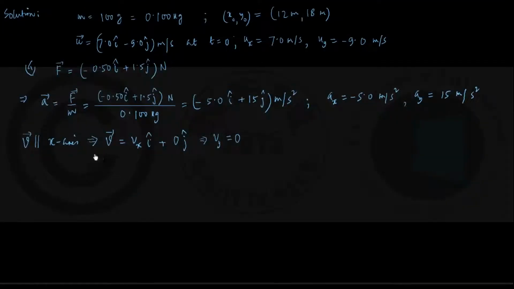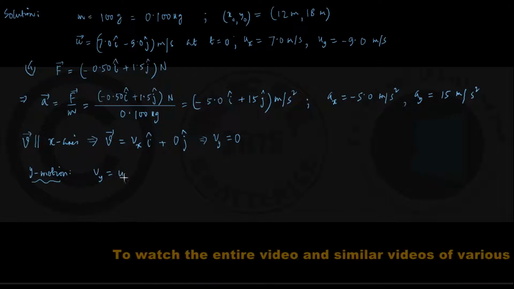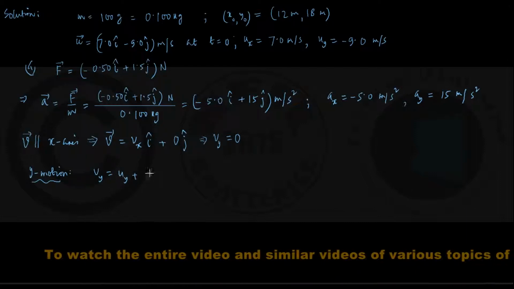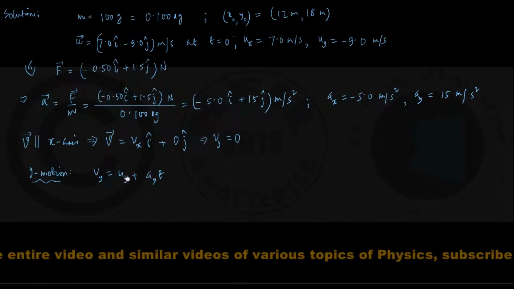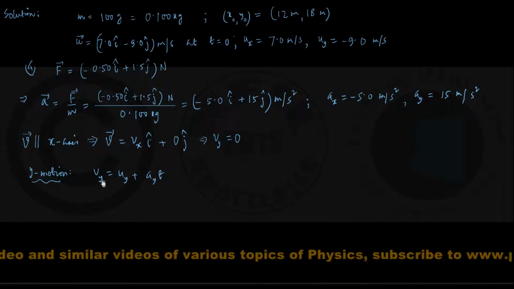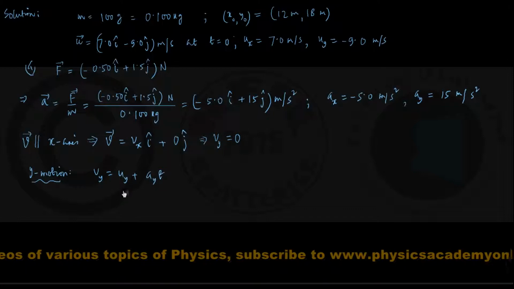So let me consider the y motion of the particle now, and for the y motion we write down the corresponding kinematic equation. In component form we have Vy is equal to Uy plus Ay into t, isn't it? Where Vy, Uy and Ay are the respective y components of final velocity, initial velocity and acceleration vectors.